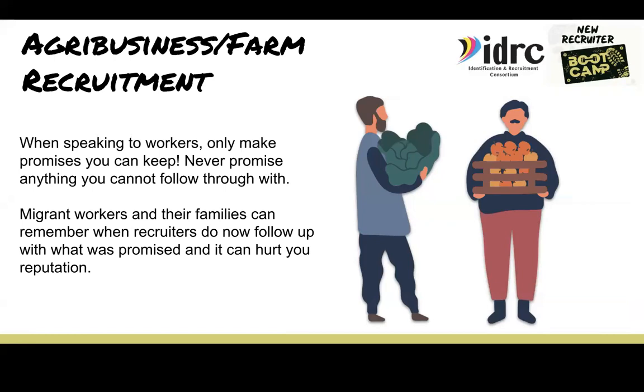Migrant workers and their families can have long memories, real long memories. If something happens where you disappoint them, they can carry that with them for a long time. When a recruiter doesn't follow up with something that's promised, it can really hurt the reputation. And sadly, that reputation can extend to other recruiters as well. Say another recruiter comes back in 2 years; a family still might remember when a recruiter didn't follow up with something. Because of that, they might not want to be part of the program. So always make sure that you're only making promises that you know you can keep.